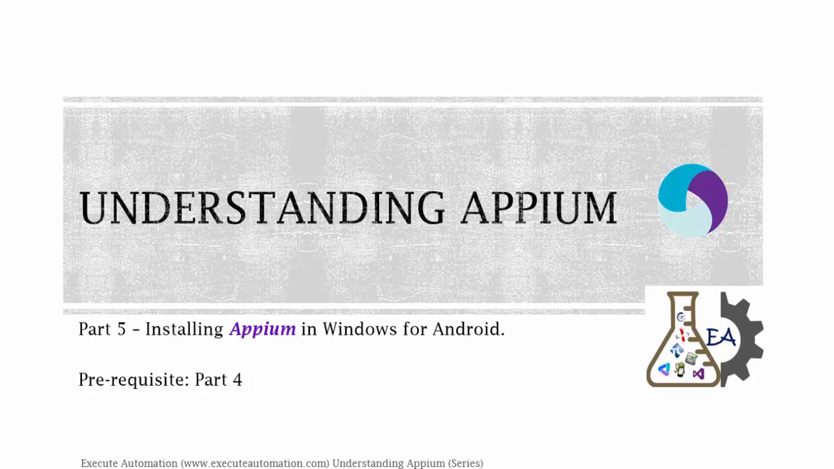And in this part, we're going to talk about installing Appium in Windows for Android. Before watching this part, I would request you to watch part 4, since this part is going to be a continuation of that part.